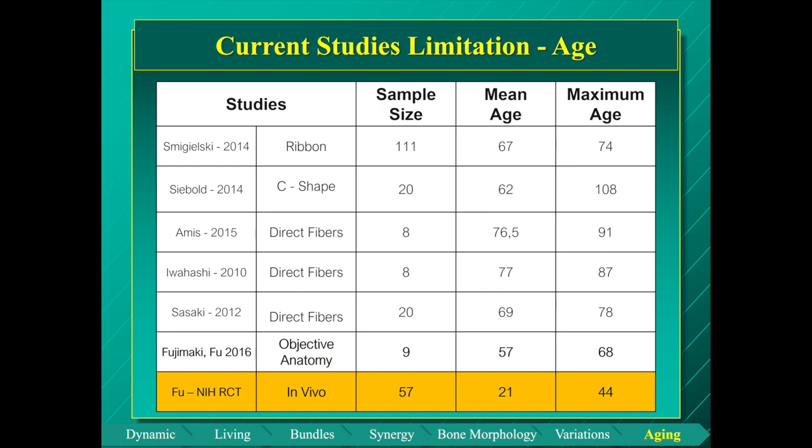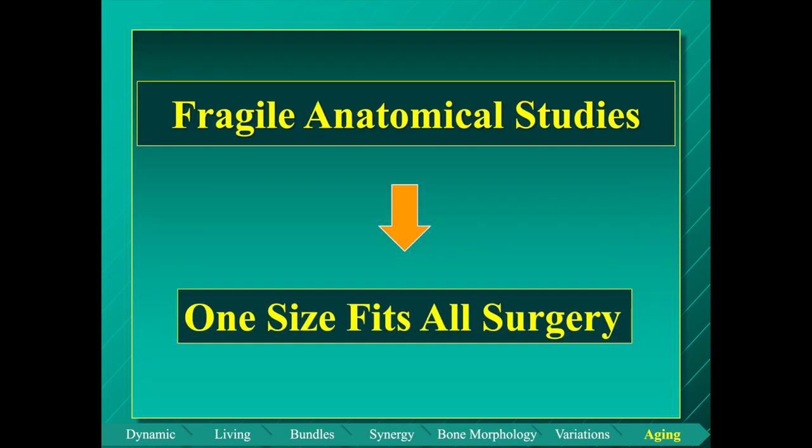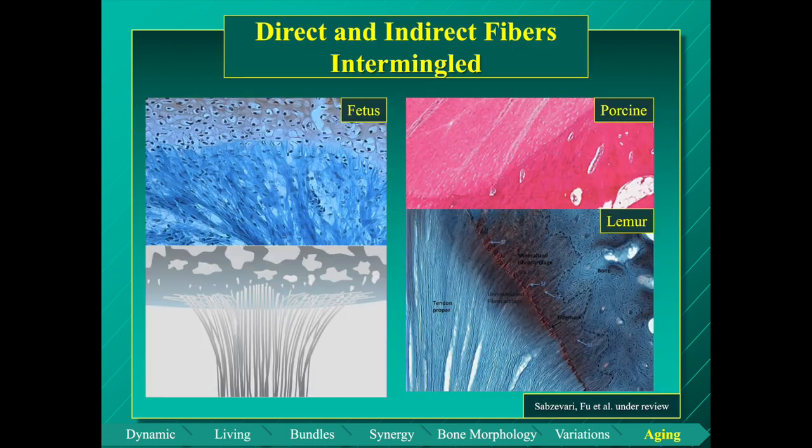Review of recent cadaveric studies shows a mean age well past peak ACL health. Our studies have recognized this limitation and have sought to include younger, healthy patients to avoid the pitfalls of natural aging on the integrity of the ACL. Such fragile anatomic studies lead to one-size-fits-all surgery.